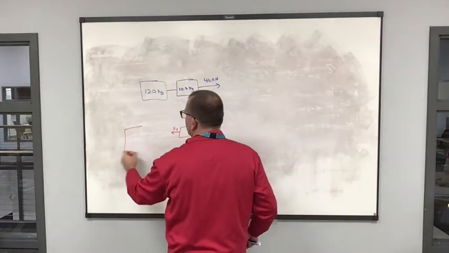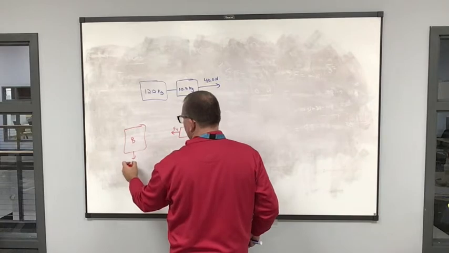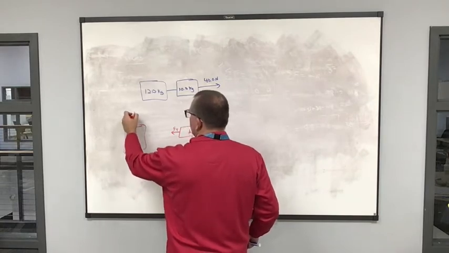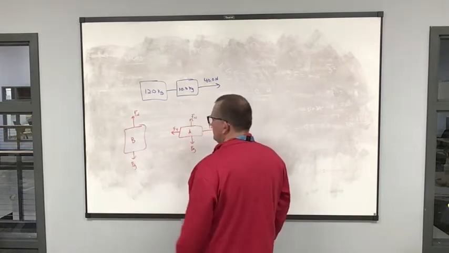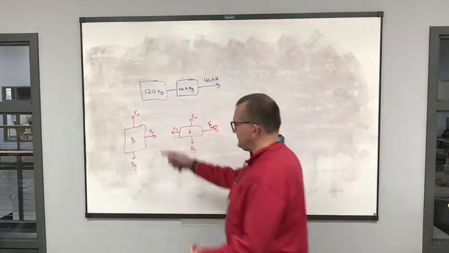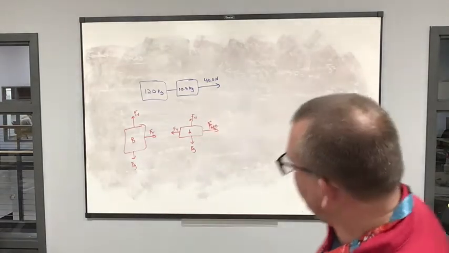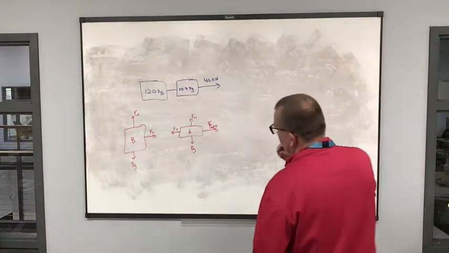Box B, I have its gravitational force. That's being negated by the normal force, but I also have the same tension going here. Remember, tension's the same in both cords.